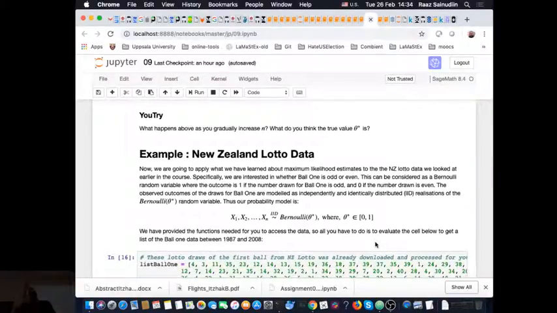Okay, so now let's actually look at some real data. Maximum likelihood estimation, real data, but for Bernoulli trials. So this time we will look at the New Zealand Lotto data again. This data is frozen for some historical reasons.